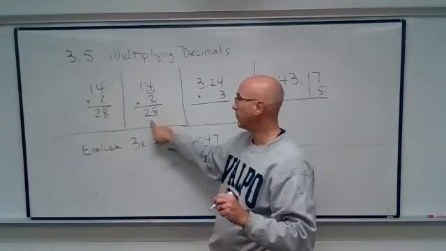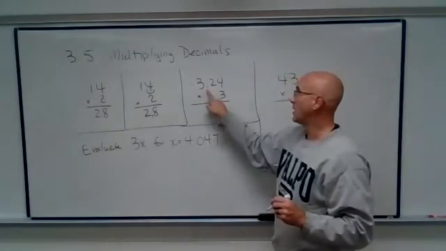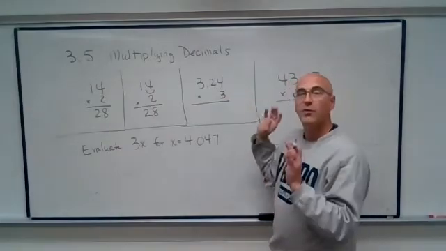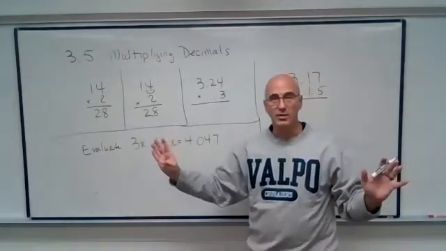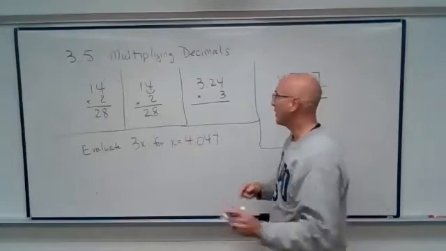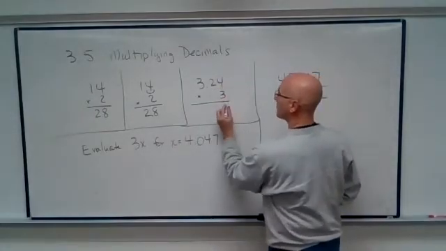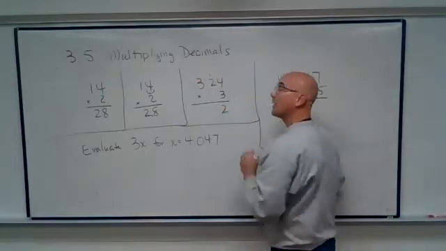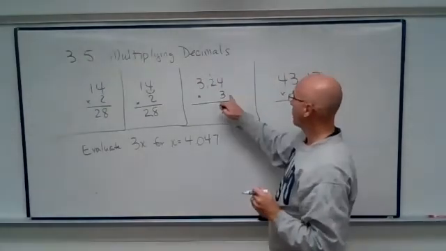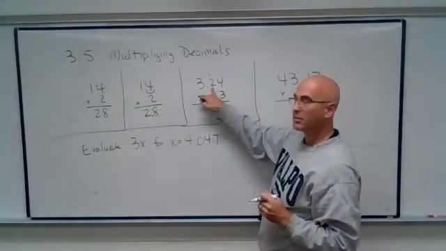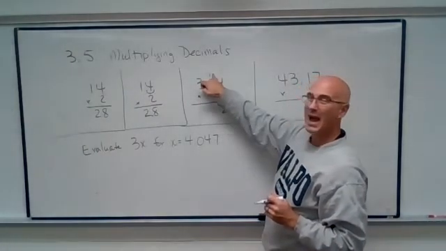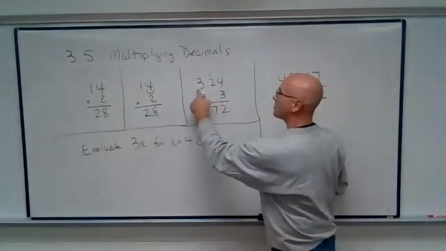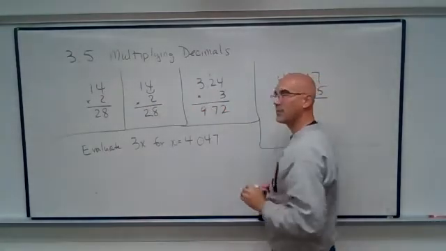Let's try another one. 3.24 times 3. First, we just do the multiplication as though the decimal weren't even there. 3 times 4 is 12. So we put the 2, carry the 1. 3 times 2 is 6. We add the 1, that makes it 7. 3 times 3 is 9.